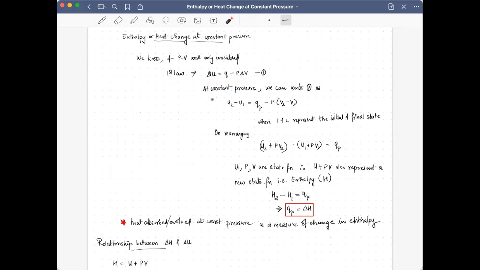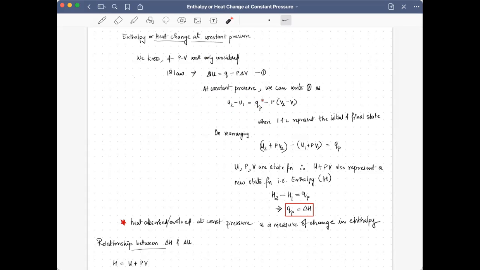Now at constant pressure, we can expand this expression to this particular format because we know it's a finite change and these are state functions, so it only depends upon the initial and the final values. If 1 and 2 represent the initial and the final state of a system, you can write delta U as U2 minus U1, that is final minus the initial value of the state function.